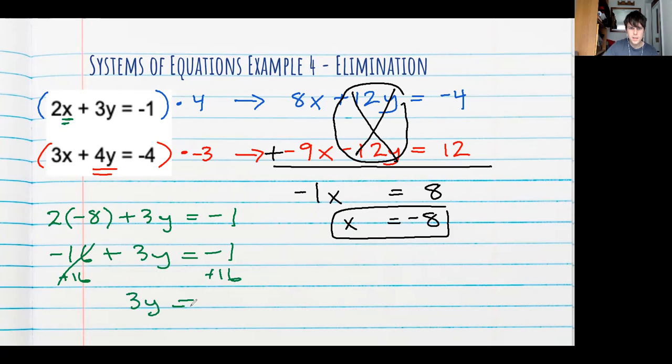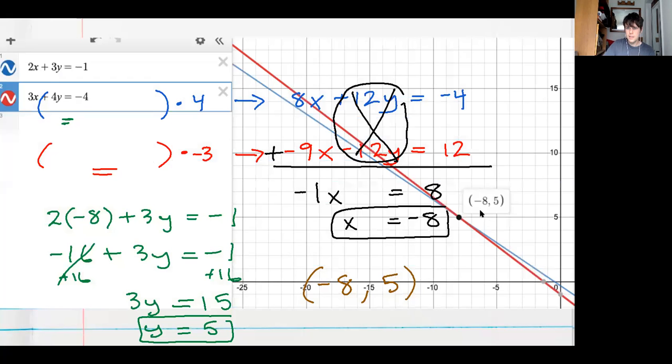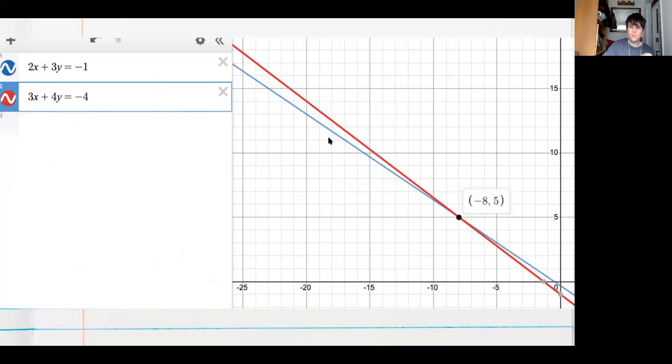I get 3y equals 15, -1 plus 16, and then divide both sides by 3. 15 divided by 3 is 5. So y is equal to 5. And our solution, the ordered pair that represents our solution, the point where these lines intersect is -8, 5. X first, y second. Again, I could have substituted that number into the other equation. I should end up with the same solution, but you could check that if you want. Let's go ahead and make sure our solution is good by taking a peek at the next slide. Lines cross, yes, -8, 5. That is the solution to this system.